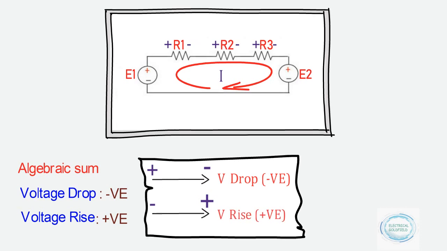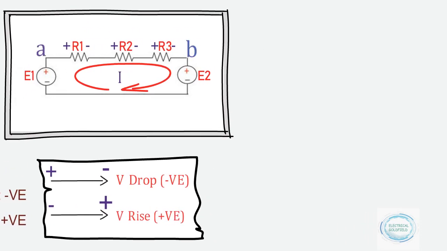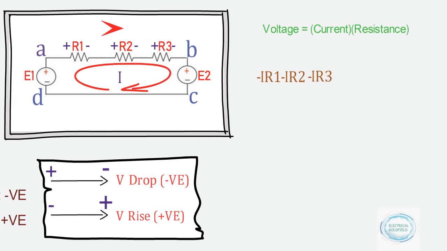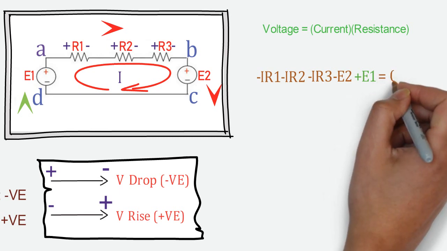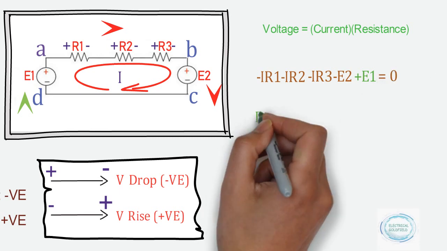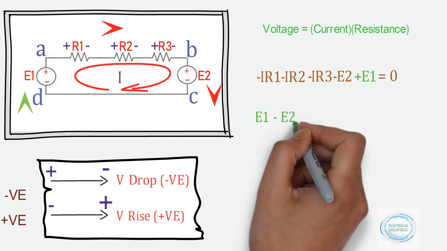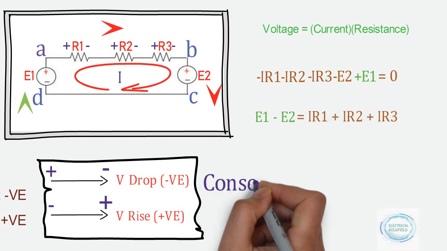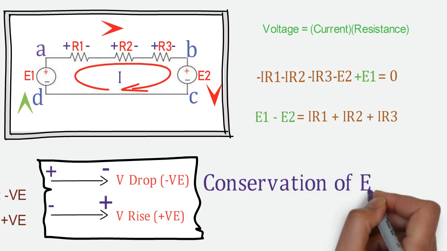Here, current is flowing positive to negative. So, it will be treated as a voltage drop and the equation for this is as mentioned. However, for E1, current is flowing negative to positive. Hence, it acts like a voltage rise. So, a positive sign is given to E1. Ultimately, what is happening? The amount of voltage or energy will remain conserved. Hence, it is also known as conservation of energy.